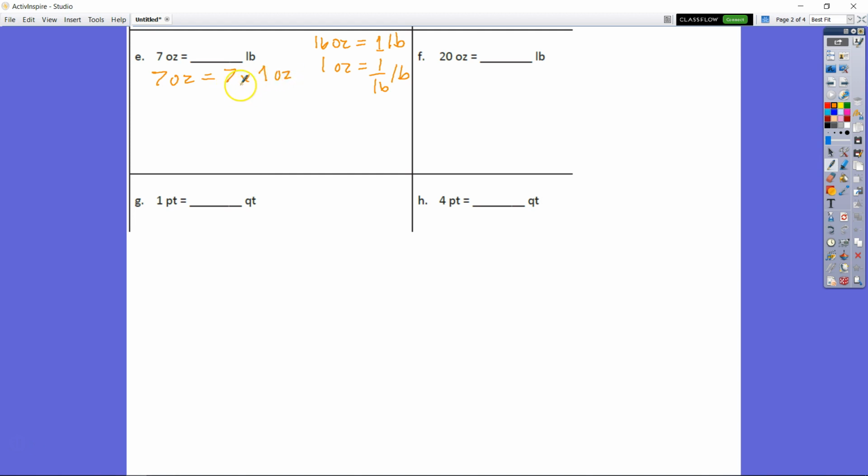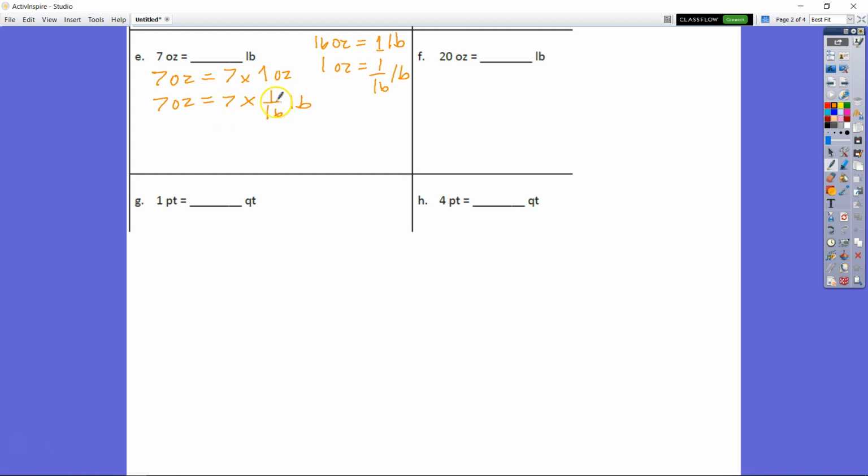That's why the separation is important, because now we can do our second step, which is substitute. So now we're going to take out this 1 ounce and put in 1/16 of a pound because we're trying to get to pounds. So now we have 7 ounces, that's 7 OZ. 7 ounces is equal to 7 times, instead of 1 ounce, we're going to say it's equal to 7 times 1/16 of a pound, because 1/16 of a pound will be 1 ounce.